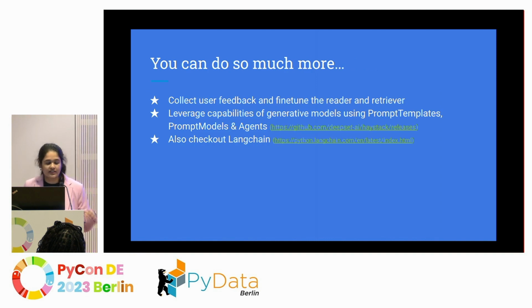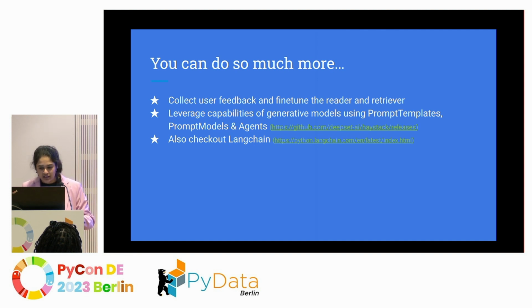And this is honestly the tip of the iceberg, right? There is so much more that you can do using Haystack. You can collect feedback using the Haystack annotation tool, and then you can use the train method of the reader and retriever and fine-tune the reader and the retriever, and that's quite straightforward. And in the latest releases of Haystack, there are actually the concepts of prompt templates and prompt models and agents. Using this, you can also leverage the capabilities of GPT 3.5 and GPT 4, and also do multi-hop QA, etc.